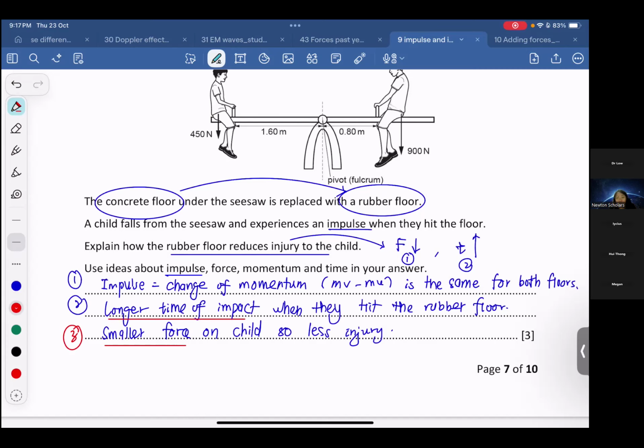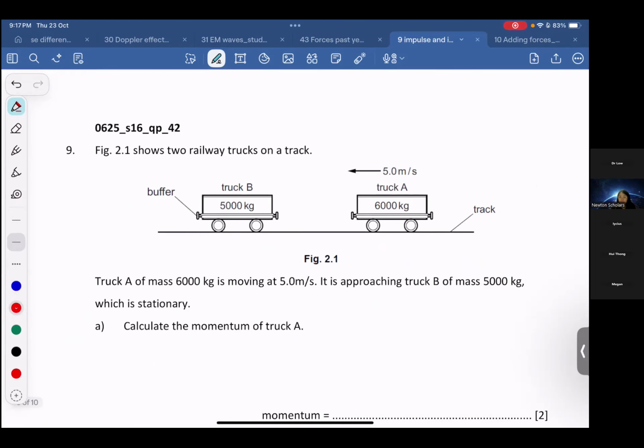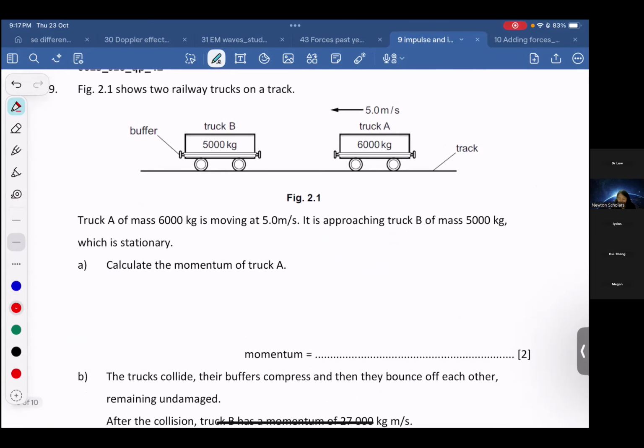Yes or no? Teresa says yes. Okay, then we go to page number 8. This one involves what we learned last week about momentum. Still remember the momentum formula? P equals m times v. Change of momentum is mv minus mu.